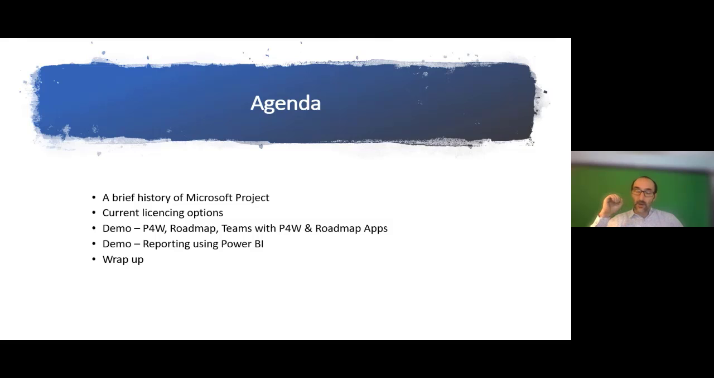So this session, of course, is called Project is Dead. It's a bit of a play on when a king or queen used to die, the succession would be, the king is dead, long live the king. I didn't get that until I was about 20 because I'm a bit slow. So Project's dead, long live Project. So we're going to do a demo of P4W, which is Project for the web. We'll also do a demo of something called Roadmaps, which is a kind of program portfolio view of different projects, and then we'll look at Teams. I'll look at Project for the web and Roadmap apps. We'll also look at reporting using Power BI. So all of those.